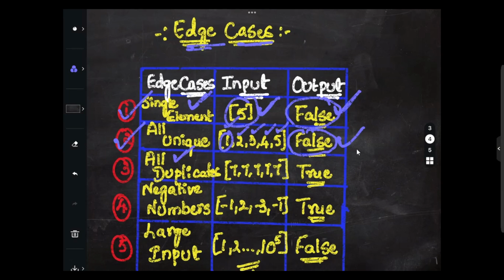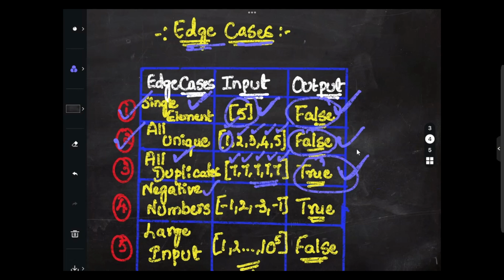All duplicates. When I say all duplicates, we have duplicates of the individual number, right? 7 is present 5 times here in the array. So if a single element is present more than once in the array, then we have to return true in that case. That's what they have given in the question. So here we have got the output true in this case, right? So I hope this is clear.